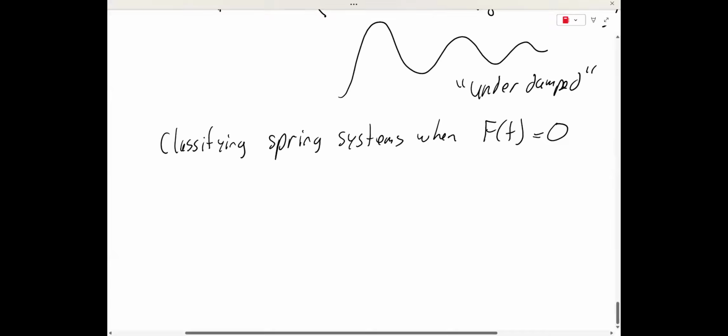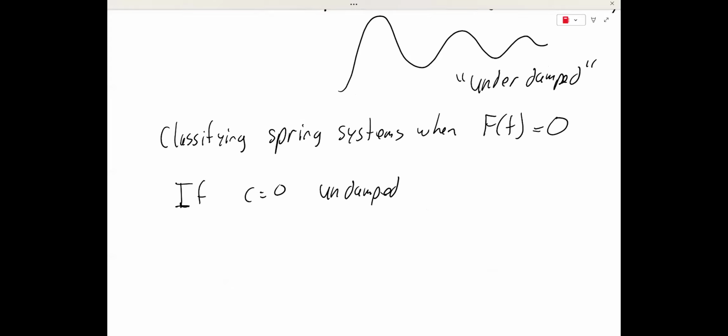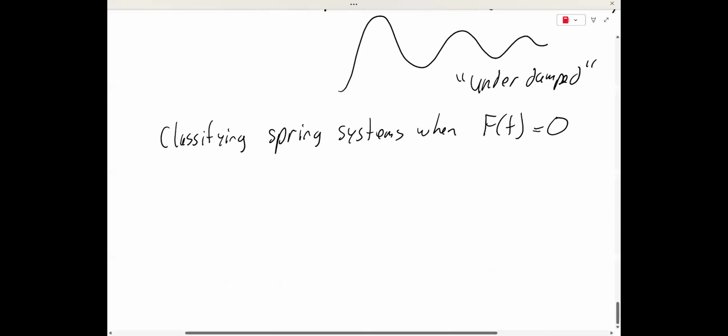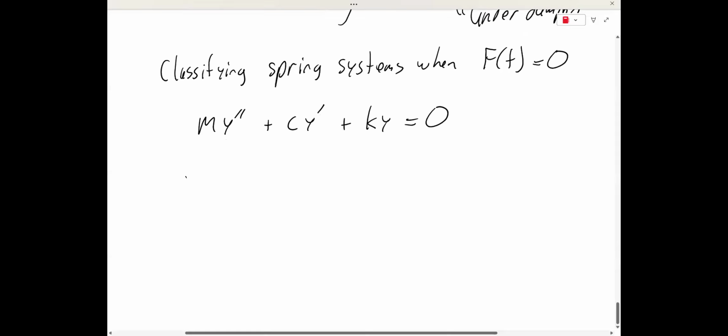Basically, you have these things here then. If c is equal to 0, it's called undamped. Actually, I've got to write down the equation here again. This won't take long. So we have this here. If c is equal to 0, it's called undamped.